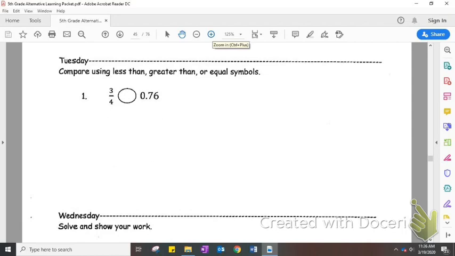Three-fourths and 76 hundredths. Okay, in order to compare these, it would be helpful if they were both decimals. So we should turn 3/4 into a decimal. There are a lot of different ways we can do this. I just showed you how 1/4 is the same as 25 hundredths. So if I know that, then I can figure out what 3/4 is.